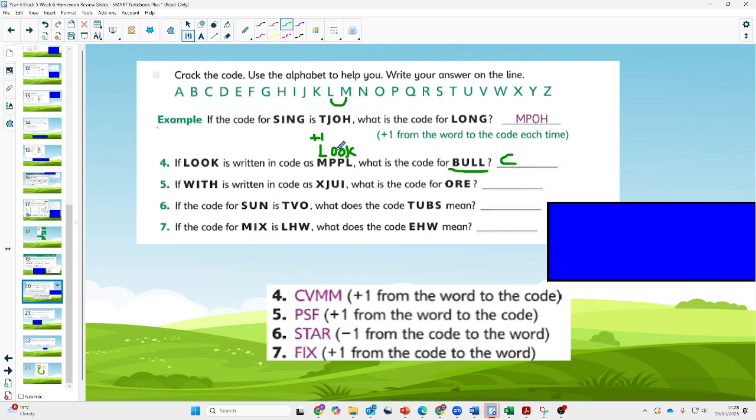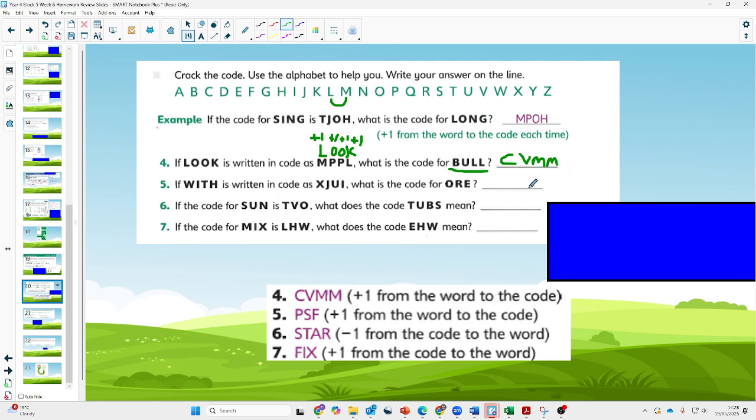We then come back and we go O to P, and you can see that's plus 1 as well. And so is the next one. And K to L is also plus 1. So every single time I'm adding 1. So you go to U, add 1 is V. And then the L's, if we add 1, both of them are going to give us an M. So the code for bull is CVMM.